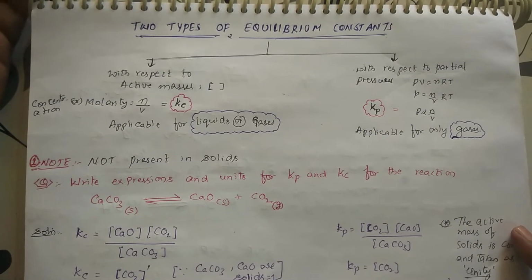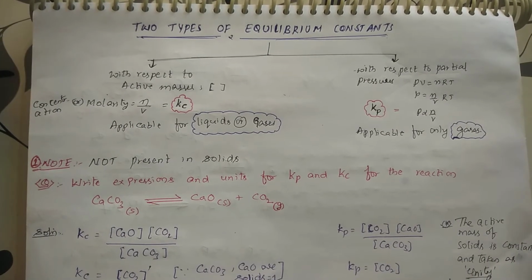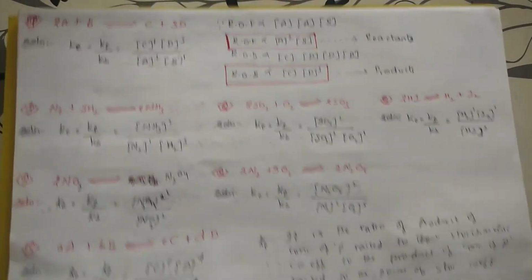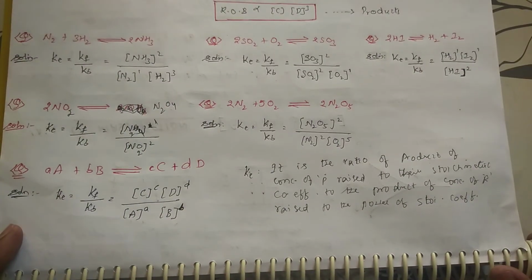Right. Today we are going to discuss the equilibrium constant. So yesterday, where did we stop? We stopped somewhere near solving the problem, right? This is Kc, that is called the equilibrium constant. Once again, I am repeating what that is.